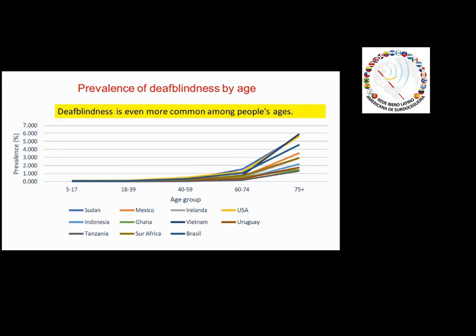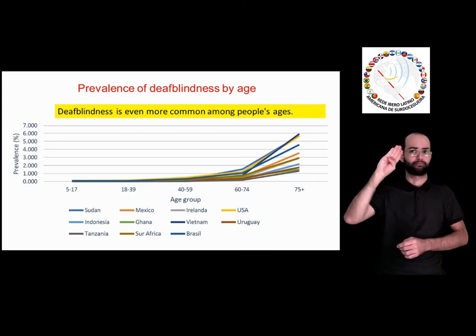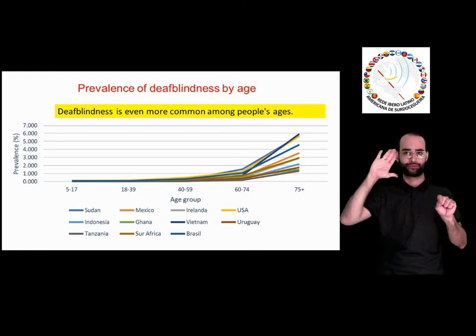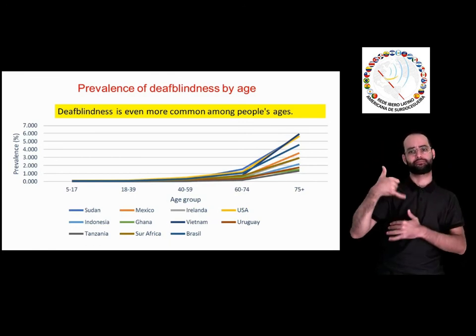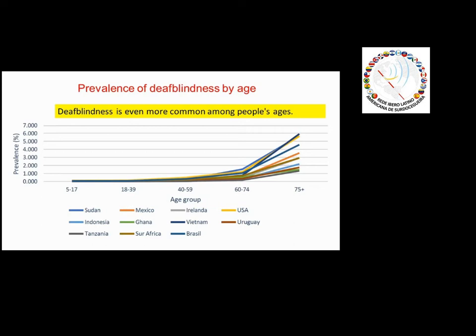Seventh slide. On the top, in red ink, centered, it says: prevalence of deafblindness by age. Right below, in black ink, in a yellow background, is: deafblindness is even more common among older people. Below is a graphic. Vertically is written the prevalence and the numbers in percentage. 0.0%, 1.0% to 9.0%. In the horizontal line are the groups separated by age. 5 to 17, 18 to 39, 40 to 59, 60 to 74, and 75 and beyond.